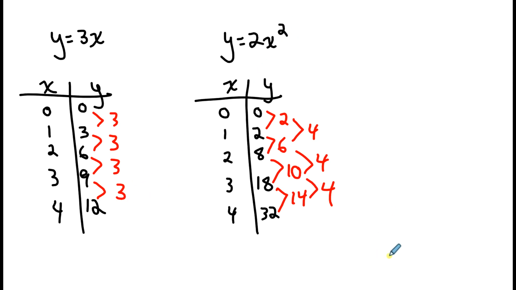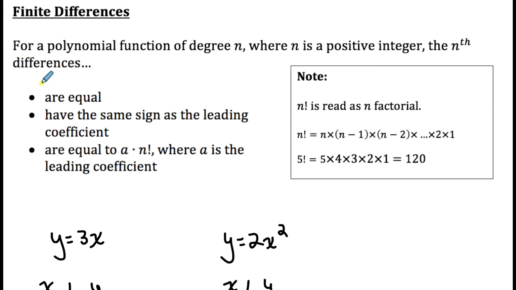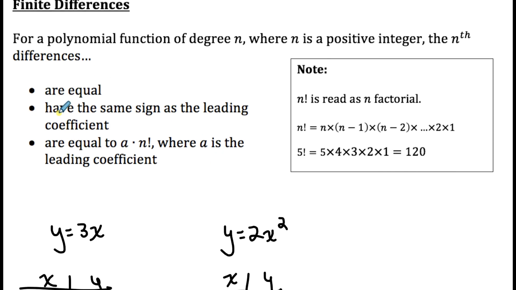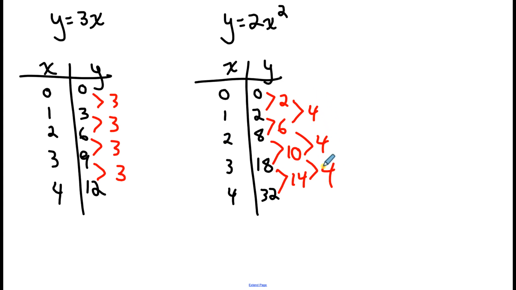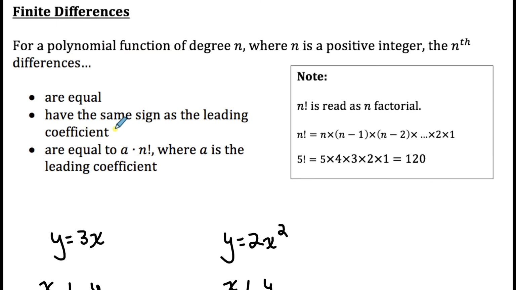And a degree 3 polynomial function would have the third differences all constant. And a degree 4 polynomial function would have the fourth differences all constant, and so on. So what this section is telling you is that for a degree n polynomial function, the nth differences will be equal, like I just showed you. They will have the same sign as the leading coefficient. Notice these 4's were positive. They have the same sign as the leading coefficient, which is positive.